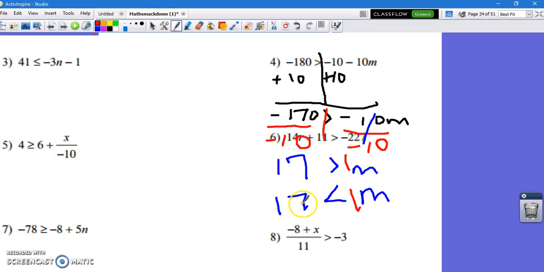Now, what about this one? Is this one still true? 17 is less than 1m. Is that true? No. Actually, that one is true too. Oh. That's okay. And sometimes it's a hard concept to understand.